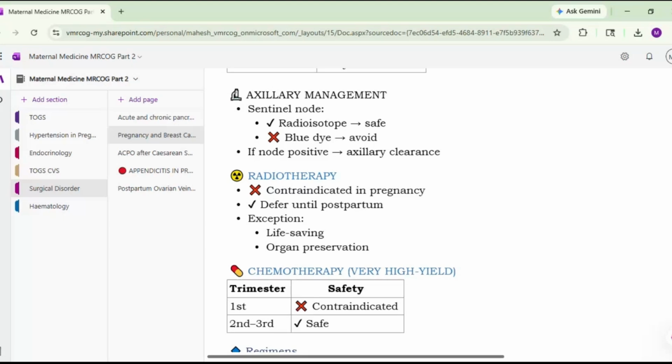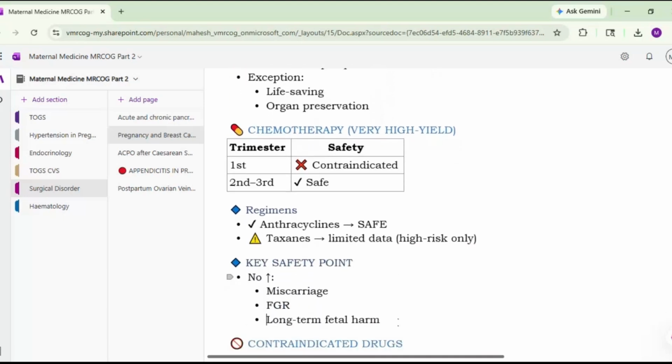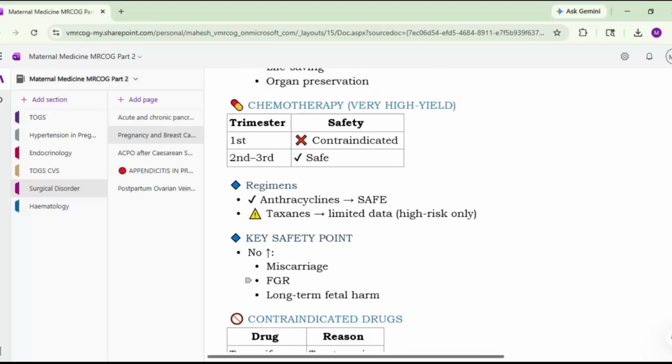Regarding chemotherapy also you should know, because sometimes they can ask questions on this. First trimester chemotherapy is contraindicated. However, in the second and third trimester chemotherapy can be given. Okay. Now which regimens are safe? The anthracycline based regimens are safe during pregnancy. For taxanes, there is limited data. Okay, so anthracycline based regimens are safe in pregnancy.